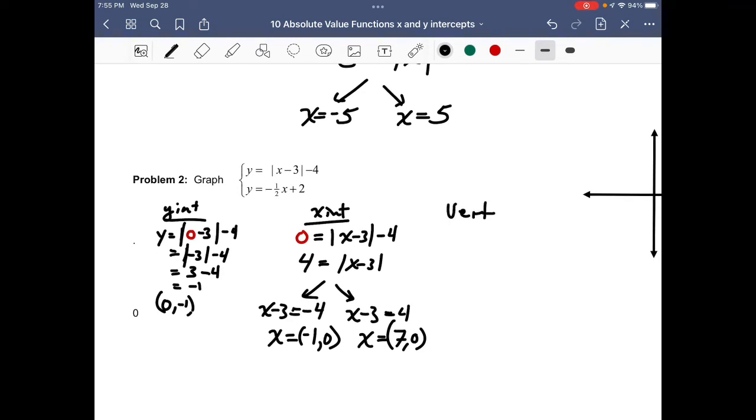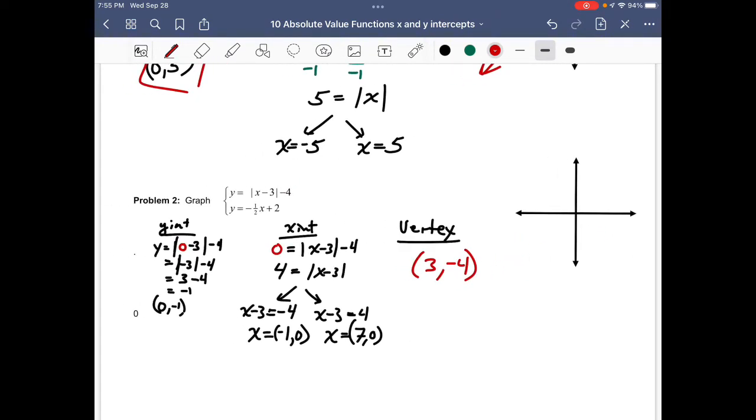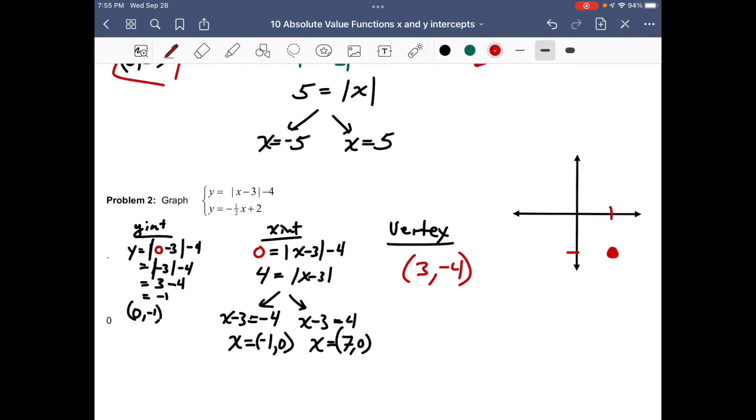And lastly, I need a vertex for this thing. Remember, the vertex comes from shifting. Looks like shifting to the right 3, and shifting down 4. Now, you're welcome to graph this. In fact, I would recommend graphing it. Go 3, go negative 4. Get your graph kind of in place here.